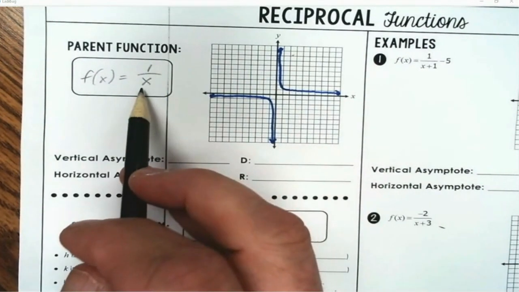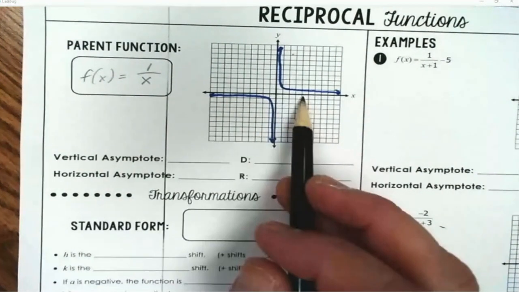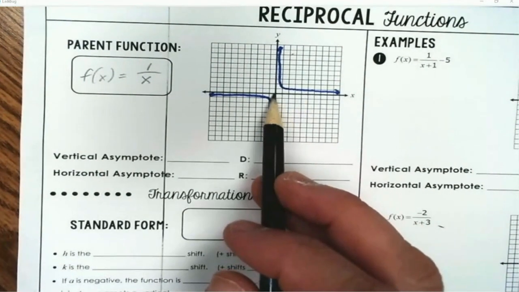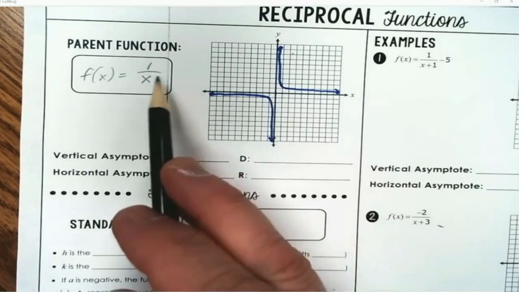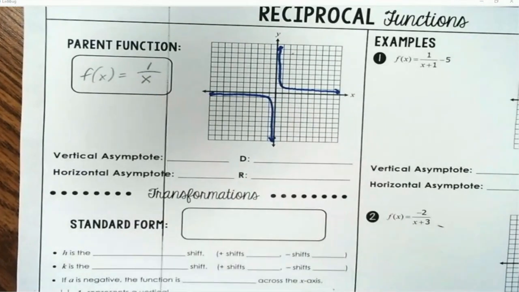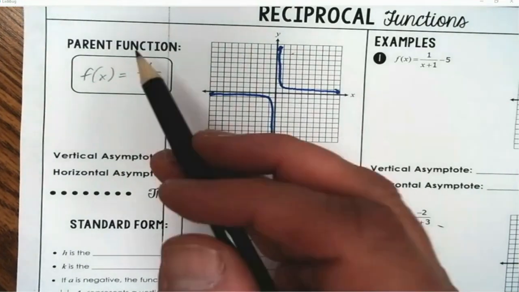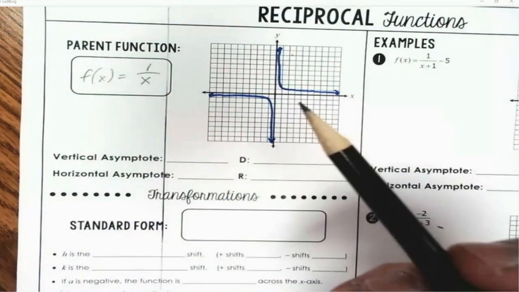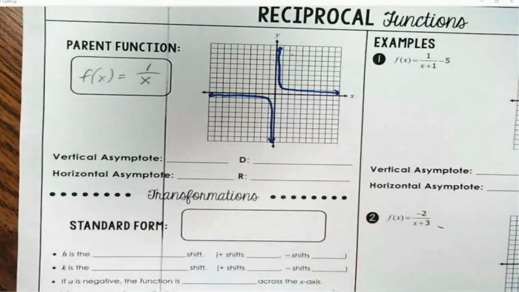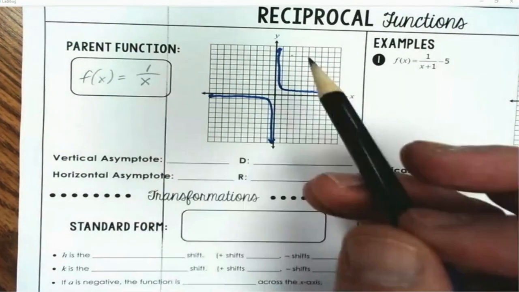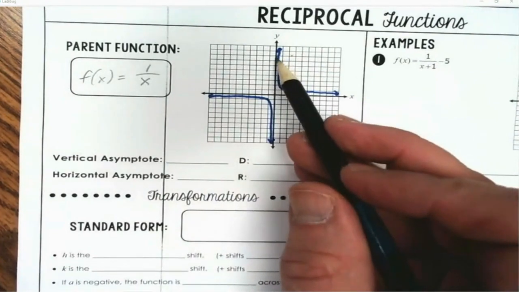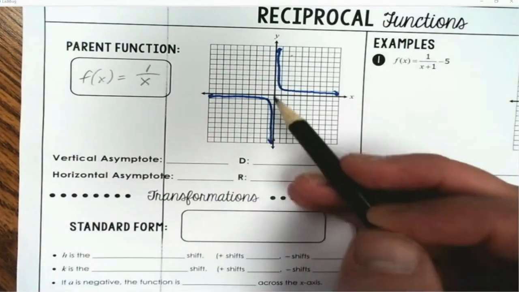Because if it touched the y-axis, that would mean x is 0. Well, 1 over 0 does not exist. That is not a number. That is an error in your calculator, 1 divided by 0. We can't divide by 0 because that's when the Earth explodes and we're all thrown off into space. Well, maybe nothing that bad happens, but it just doesn't work. So that's why this doesn't ever touch the y-axis.